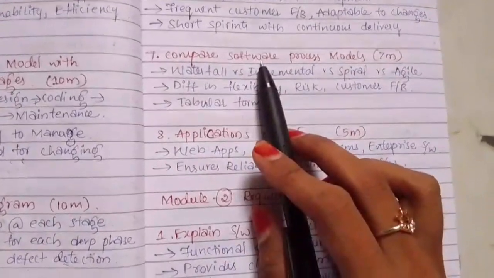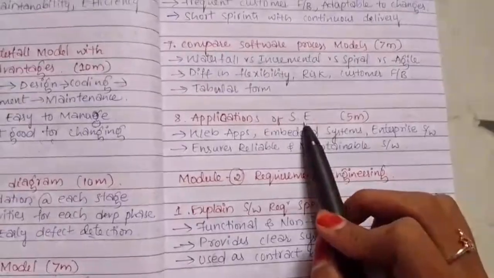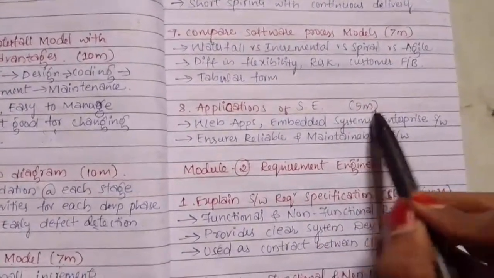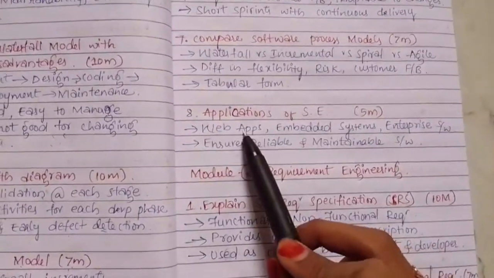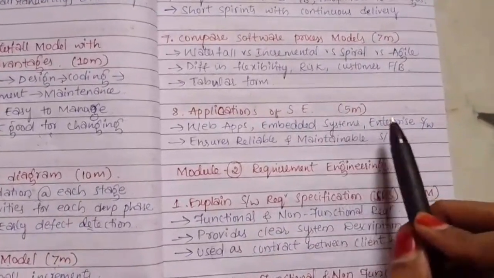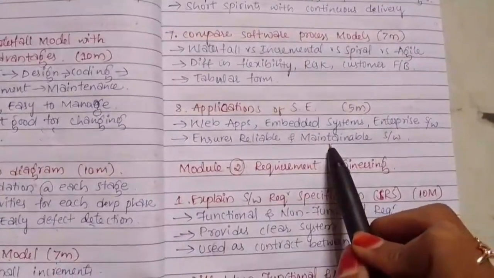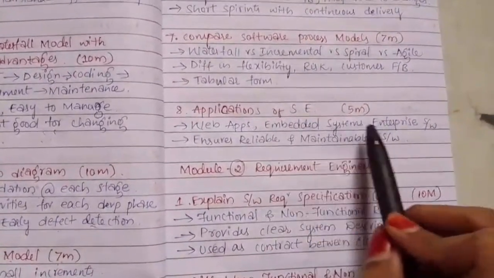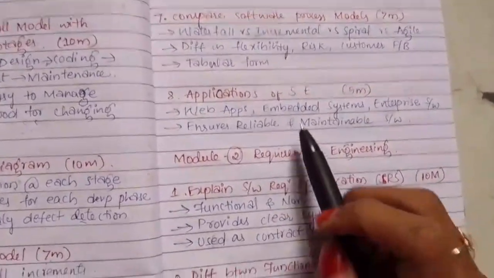This is the 7th question. And the 8th question is applications of software engineering. Very important in the first module. Asked for 5 marks. Let us see. You have to write the applications of software engineering. It is applicable in web applications, embedded systems, enterprise software, and ensures reliable and maintainable software. These are the applications. If you explain each step, then it will be easy to score good marks.